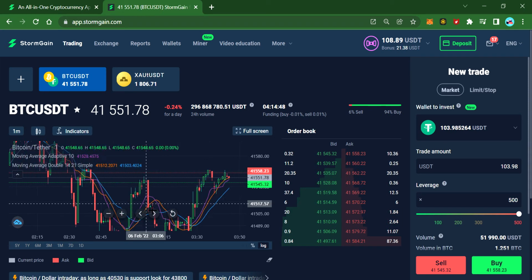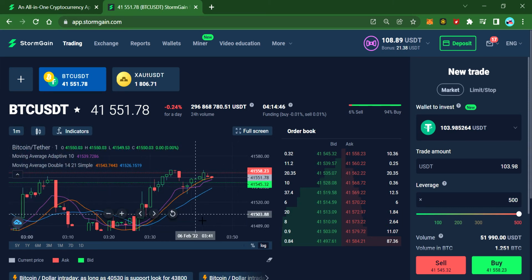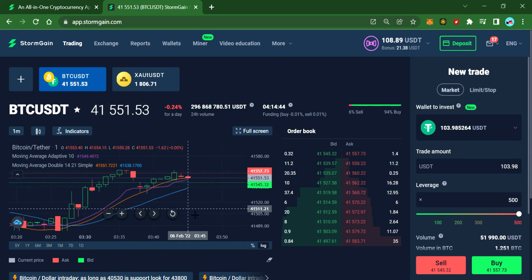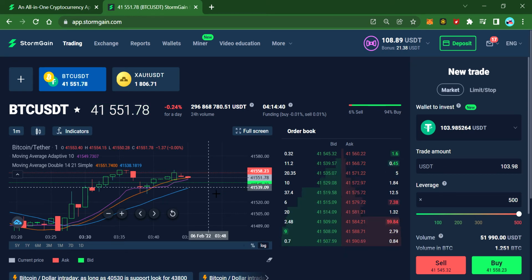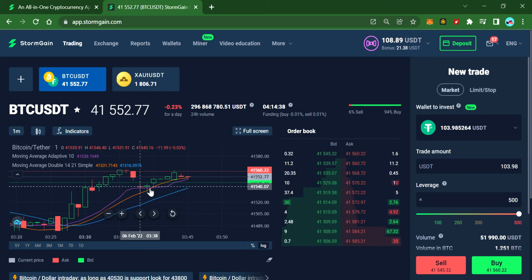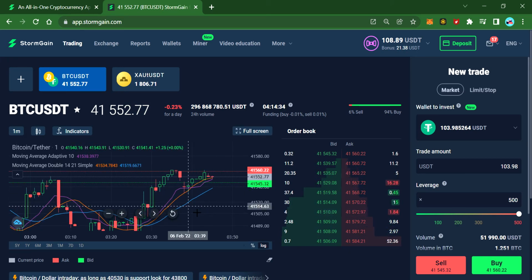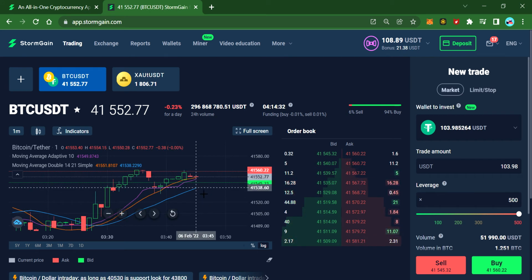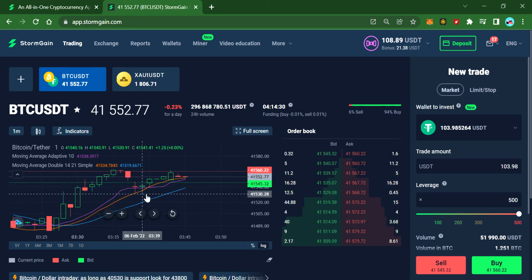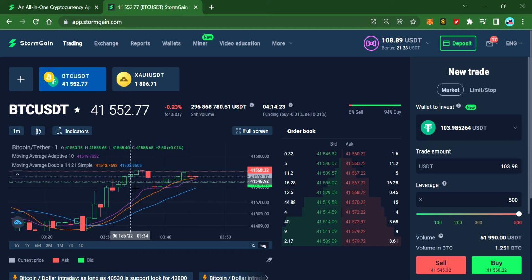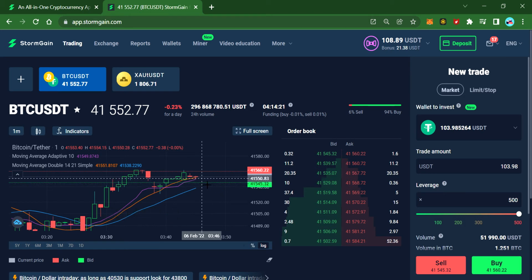I'll give you an opportunity to think on this right now. What will be the best order, sell or buy, at this point? I would place an order for sell because, as you can see, if I zoom out this one, the resistance is great here.